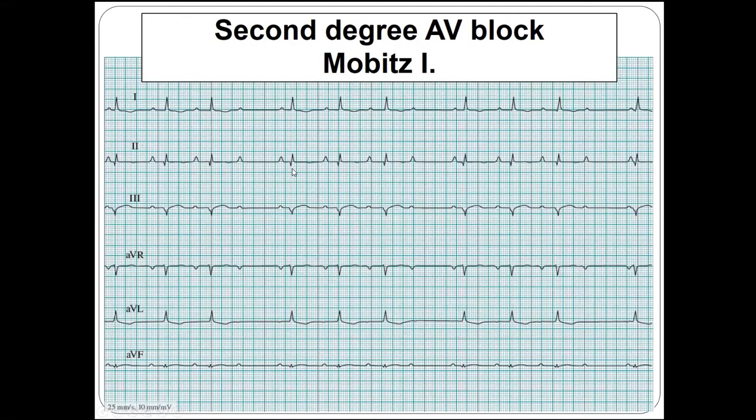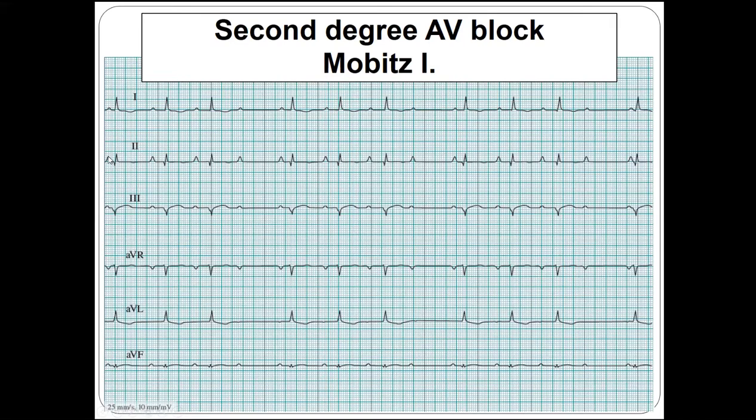When we have an arrhythmia, how do we calculate the heart rate? We count a longer interval: 1 second, 2 seconds, 3 seconds, 4 seconds, 5 seconds, 6 seconds. How many beats do we have? 1, 2, 3, 4, 5, 6. So the rate is 60 per minute.